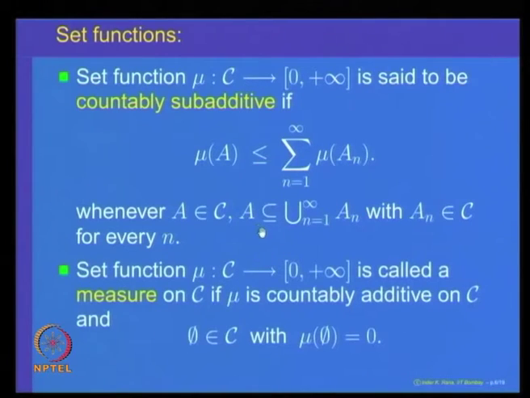A set function mu is called a measure on C, where C is a collection of subsets, if mu has the property that it is countably additive. So, it should be countably additive and we want that the empty set belongs to C, with the property that mu of the empty set is equal to 0. So, mu is defined on a collection C of subsets and we want the properties that the empty set should belong to C, mu of the empty set should be 0, and mu on this collection should be countably additive. Such a set function is going to be called a measure on C.